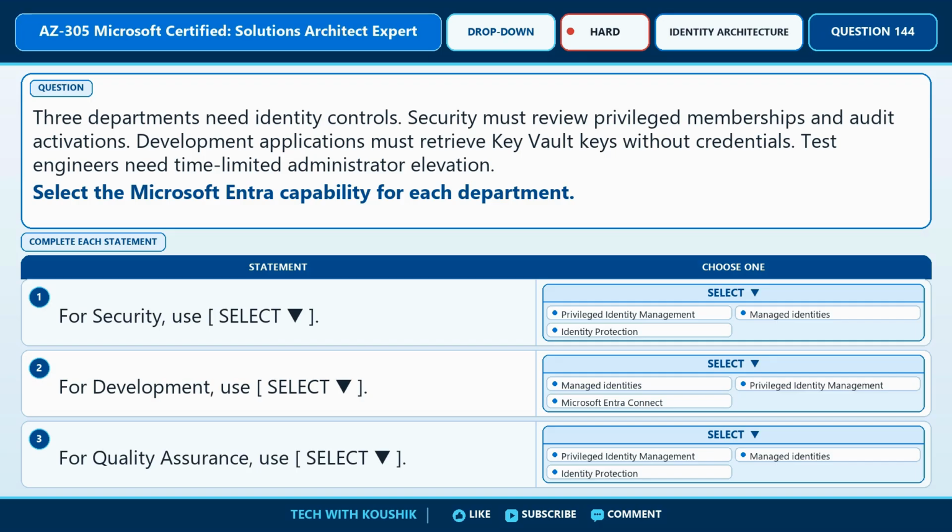Review Statement 1. For security, use the blank. The available choices are privileged identity management, managed identities, or identity protection. Review Statement 2. For development, use the blank. The available choices are managed identities, privileged identity management, or Microsoft Entra Connect. Review Statement 3. For quality assurance, use the blank. The available choices are privileged identity management, managed identities, or identity protection.